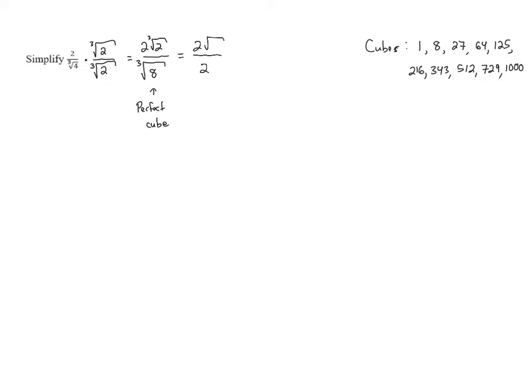So we've got 2 times the cube root of 2 in the top. But we notice that there are 2's in the top and bottom that are outside the radical. So we can reduce those by a factor of 2. That leaves us with 1. And taking the cube root of 2 and multiplying it by 1 and dividing it by 1 still gives us the cube root of 2. So our final answer here is the cube root of 2.